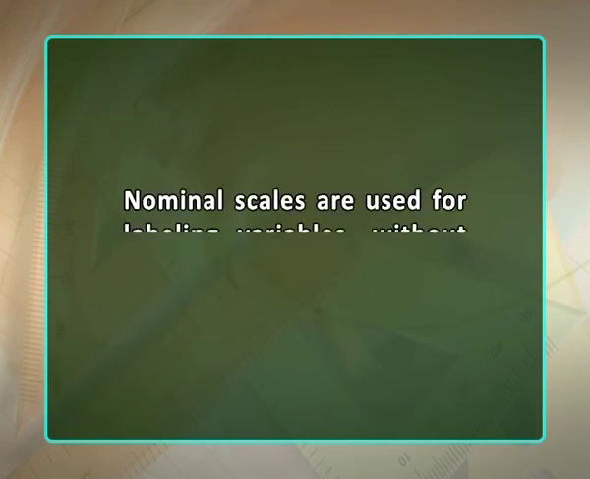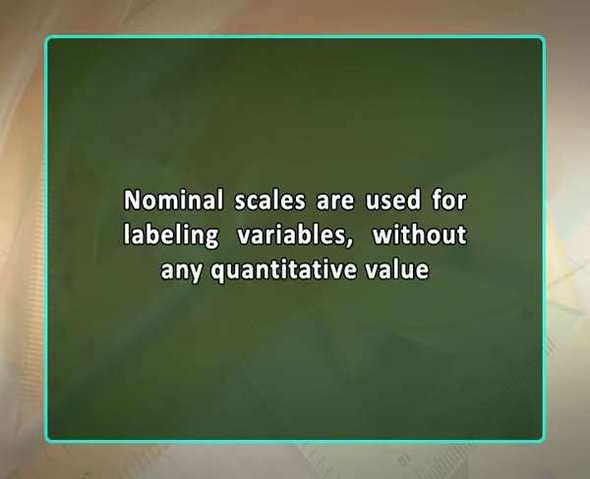Nominal scales are used for labeling variables without any quantitative value. Nominal scales could simply be called labels. It is the lowest level of measurement. A nominal scale is simply some placing of data into categories without any order or structure.